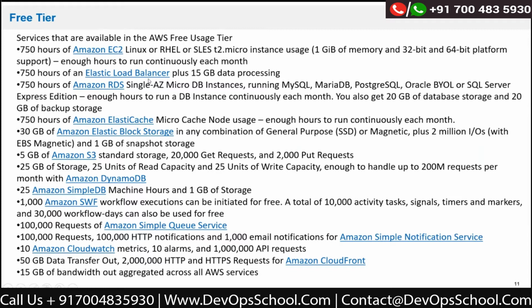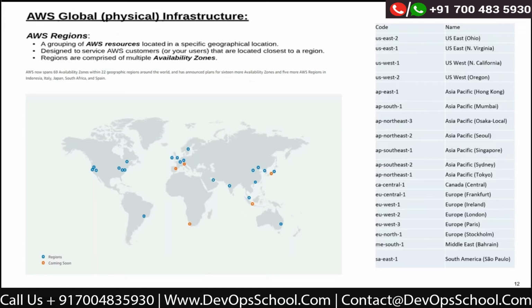If you are launching a load balancer, then again 750 hours is valid for a single month. Similarly for all these services you have limits. And for S3, 5 GB of Amazon S3 standard storage is free, with 20,000 GET requests and 2,000 PUT requests. So this is what the free tier is. If you are moving out of the free tier, you will be charged. Remember this thing.